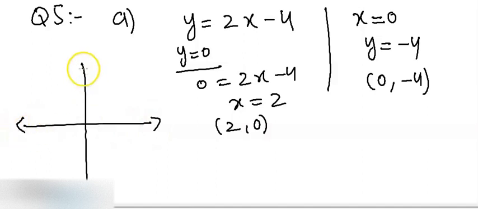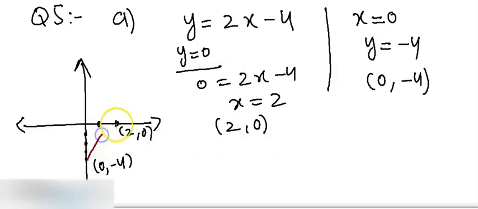So let's sketch the line. 2 comma 0 is here, and then we have 0 comma minus 4. It is on the y-axis 1, 2, 3, 4. So this is 0 comma minus 4. So the line should go like this. This is going to be the line that is passing through these 2 points.